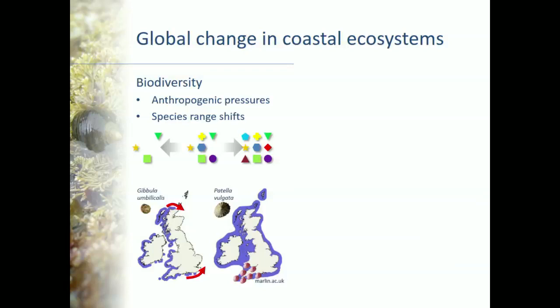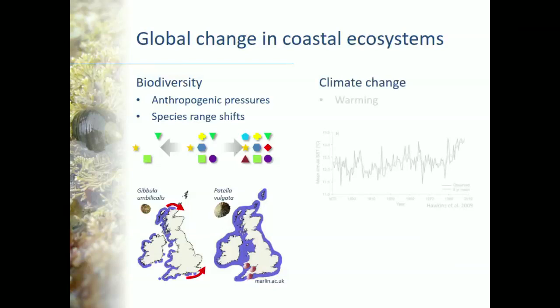We've got some examples from rocky shores, where these top shells, which used to be limited to western shores, are now encroaching, moving around the east coast of Britain. We have northern limpet species, which are retreating, and we have a new warm water species, which has arrived up to mid Wales and around the southwest of England. So species range shifts and species loss need to be considered at the same time. And this is probably due to climate change.